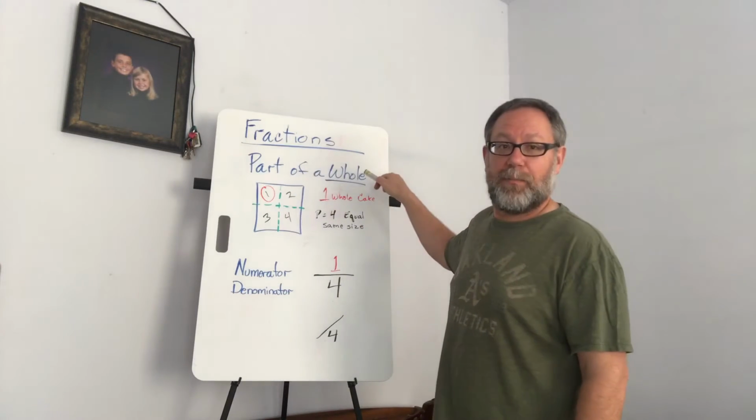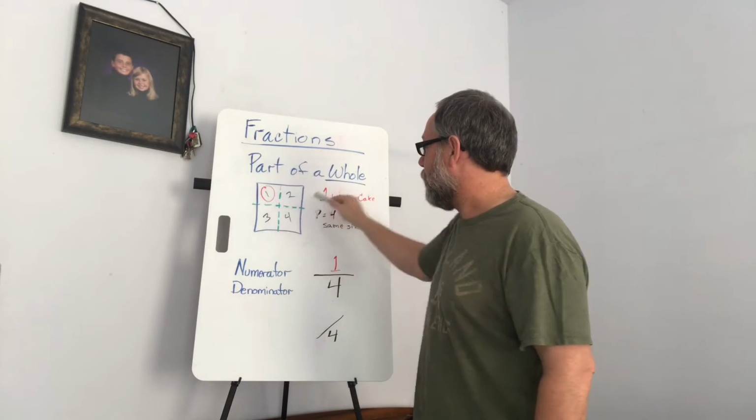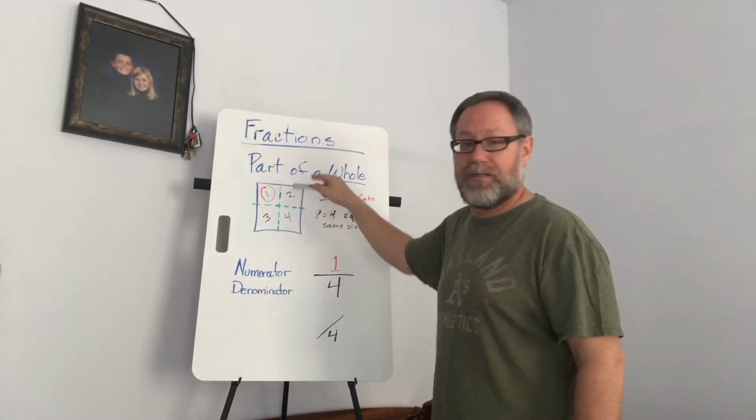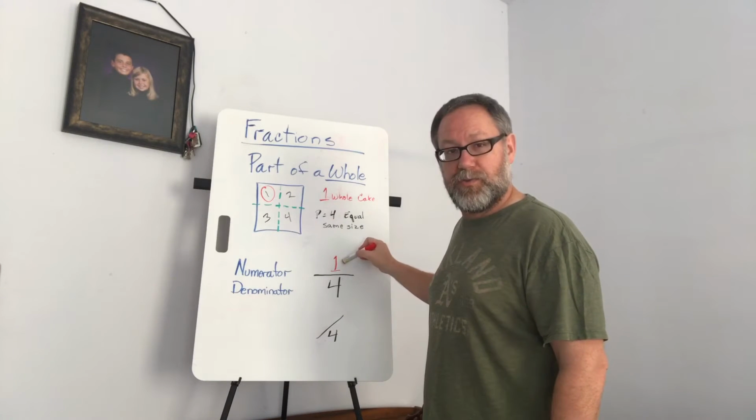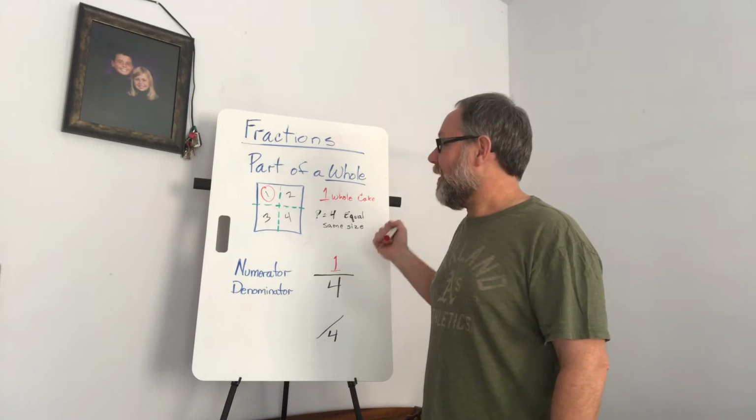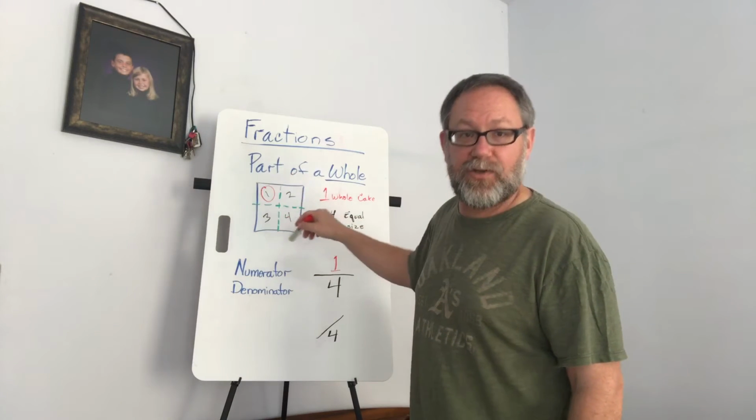Anyways, pretty simple. Fractions means it's a part of a whole. We've got one whole cake. We have 4 pieces to make that whole cake. That's how we cut it. So the numerator is 1, the denominator is 4. The important part is all the pieces are equal.